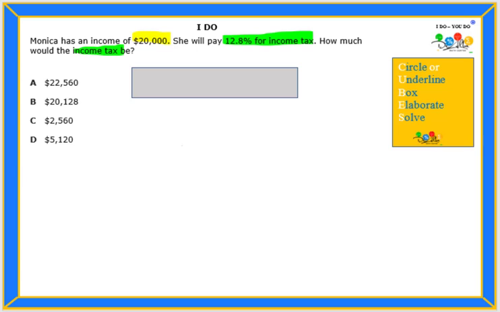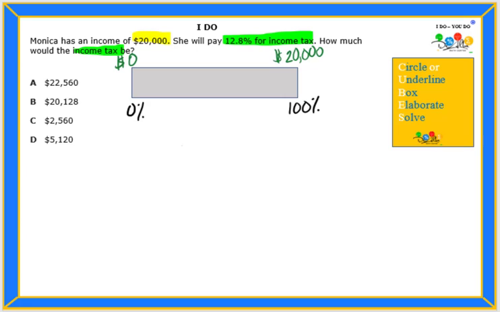So in our percent bar, we will represent the 0 and the 100. 0 at the beginning and 100 on the other end of the box. And then our corresponding numbers on the other side of the box are our dollar amounts. So 0% would represent $0, and 100% would represent all of her income, $20,000.